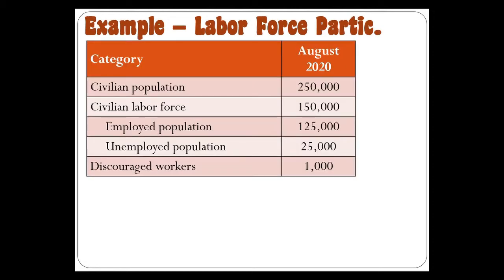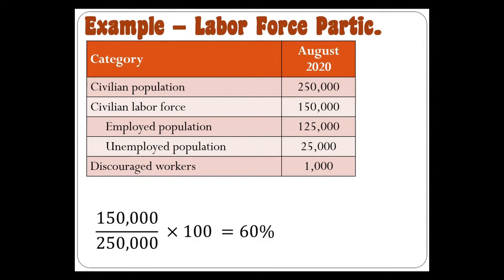So if we take some sample data, we can say that if the civilian population is 250,000 and there is a labor force of 150,000, the labor force participation rate would be calculated as that 150,000 person labor force divided by the overall population and multiplied by 100. So according to this data, we'd have a 60% labor force participation rate.